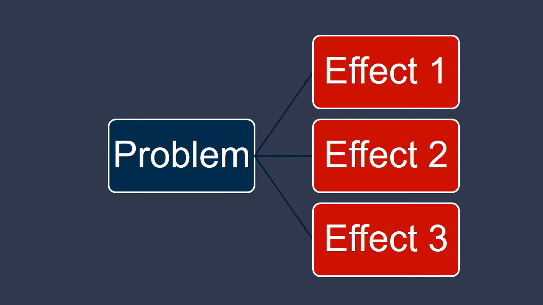So here's maybe a visual that represents what you did in that first paper. You identified the problem, and then you identified one or two or three or however many different effects that resulted from that problem. What were the negative impacts of that problem on society?